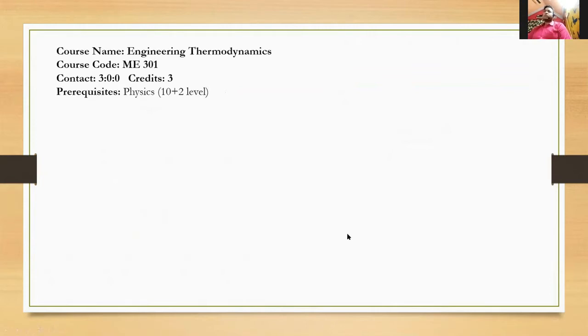This course is named Engineering Thermodynamics, which covers the basics. The course code is ME301, with 3 credits and 3 classes per week. The basic prerequisite is physics at the 10 plus 2 level.